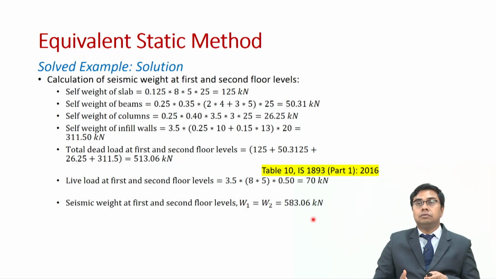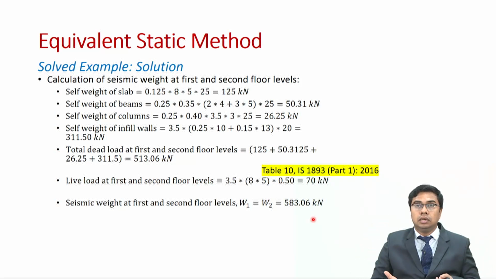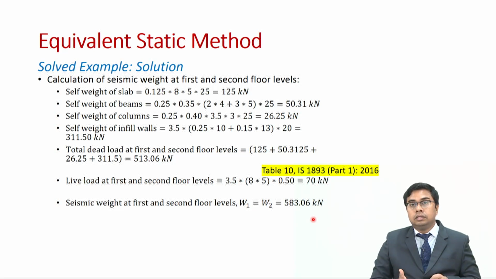So, for calculating the seismic weight at the roof level, what shall be the change? The slab will remain the same, the beams will also remain the same, the columns will be halved actually, because beyond the roof level there is no column. So, only half column from below shall be taken into consideration as the lumped mass at that location. The self weight of infill wall will definitely change, it will be halved as well. Then the sum, that is the total dead load, will be calculated and the live load contribution may be ignored.